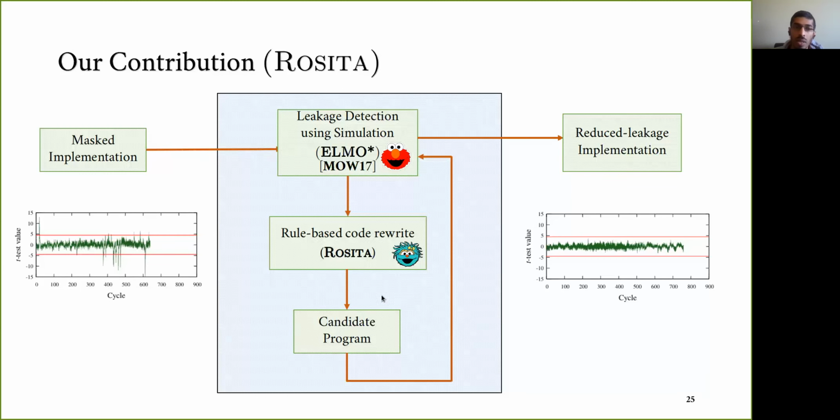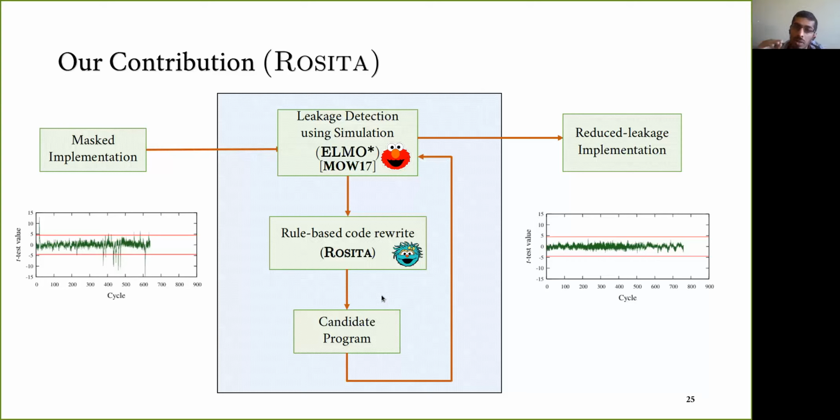And we introduce another rule-based code rewriting system called Rosita, which takes the output of Elmo and replaces the code in the implementation so that it never changes the functionality of the code. It only replaces code that it finds as leaky with non-leaky ones. So when we run this again and again, and it goes below our threshold that is computed by the simulation, we deem it a reduced leakage version.